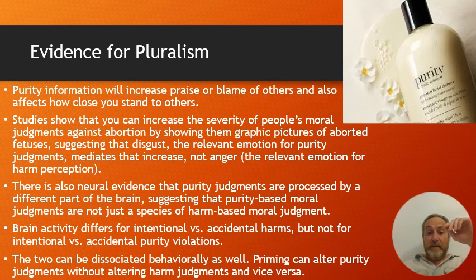Then I can prime you, right, to make harsher judgments against someone on the basis of purity, right? But if I ask you to judge on harm, it won't change that. They're dissociable. Vice versa, I can prime you to make different harm judgments without affecting your purity. It seems like the two can't be the same. It can't be that one is a subspecies of the other. They seem completely dissociable, separate, cognitive modules.